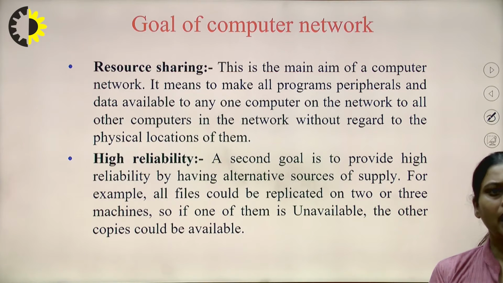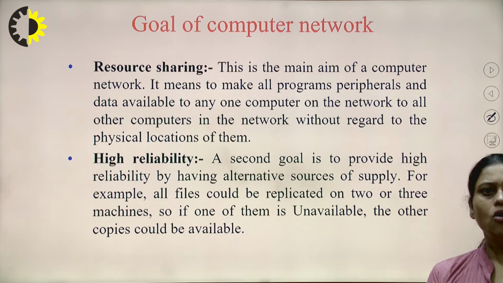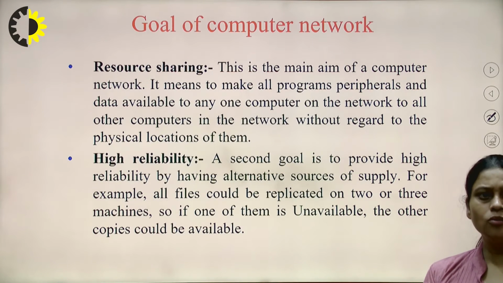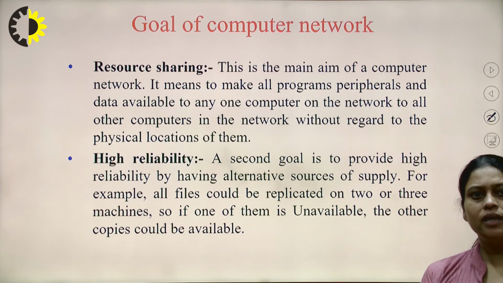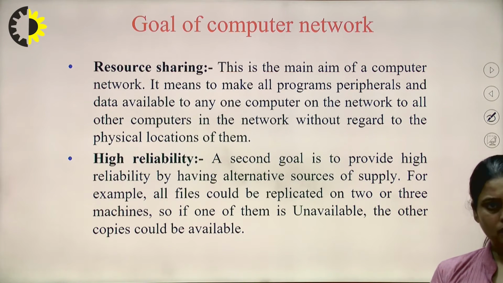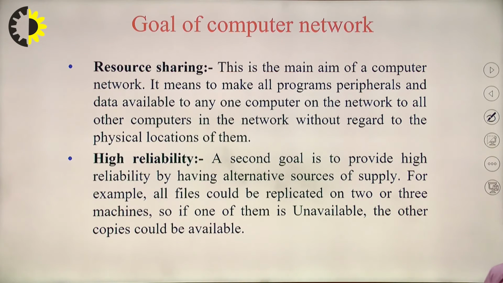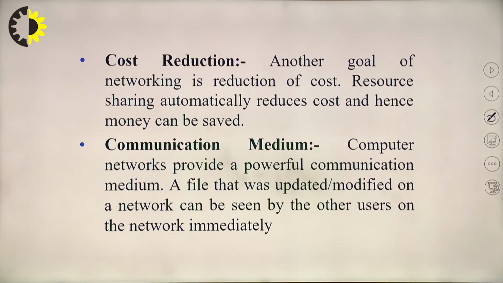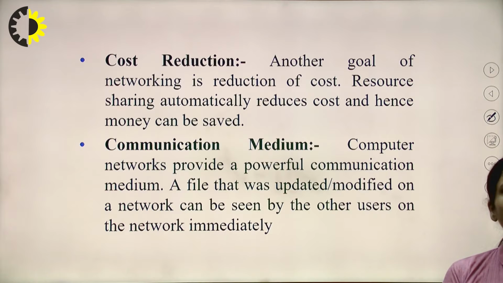It provides high reliability by having alternate sources of supply. So for example, all the files could be replicated on two or more than two machines. So if one machine is unavailable due to any reason, we can access the data from another machine where we have the copy. The next goal of computer network is cost reduction. This is also an important goal.